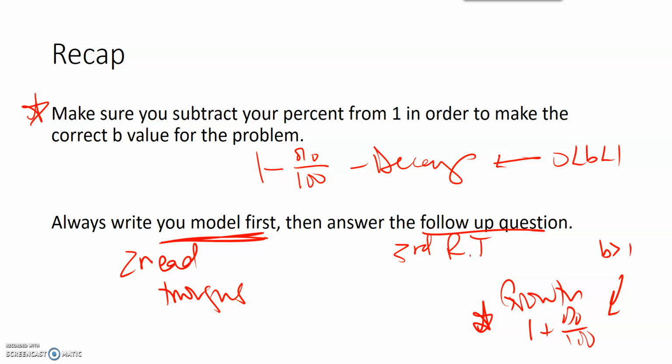Okay, so really on these, I have it set up just like with your growth ones. You have a small set where you're just writing the equation, just writing the model, so you should do 2 read-throughs. I have another set where you're writing the model and then you're answering the follow-up question, so you should be doing 3 read-throughs. If you have any questions, please post them to the discussion board.